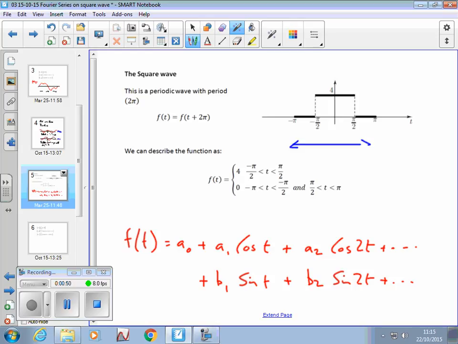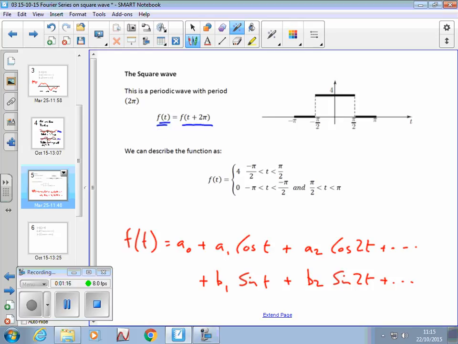The first thing to do though is to define this square wave, define this function, so we can actually then find these values of A0, A1, A2 and so on. And this is here. So this first bit here is telling us that this function, the square wave function, is periodic.